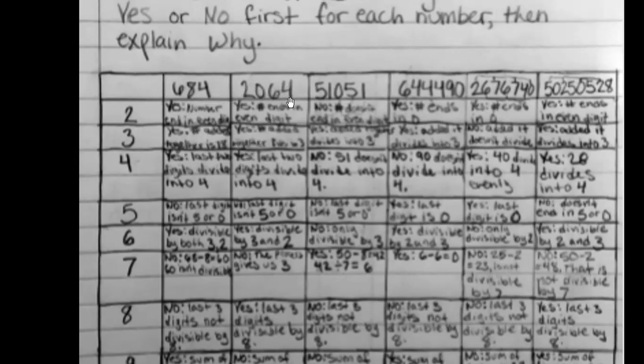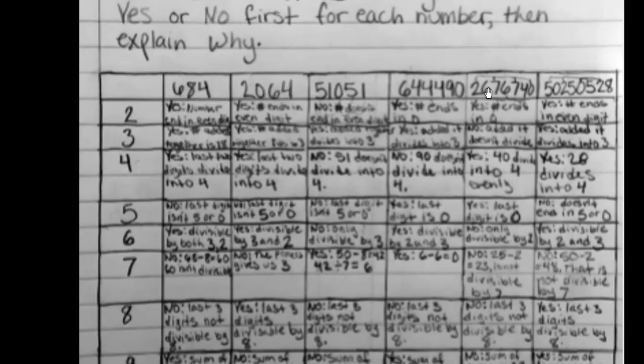Is 2063 divisible by 3? And we answered yes. And why is that? Because the digits added together fit into 3. Then we move on to 51051. Is it divisible by 3? Yes. Added together, it divides into 3. I'm not going to go through exactly for it because it is a lot. So pretty much this one is yes. And this one right here is yes as well, because whenever you add all these digits together, it divides into 3. Then we move on to this number.